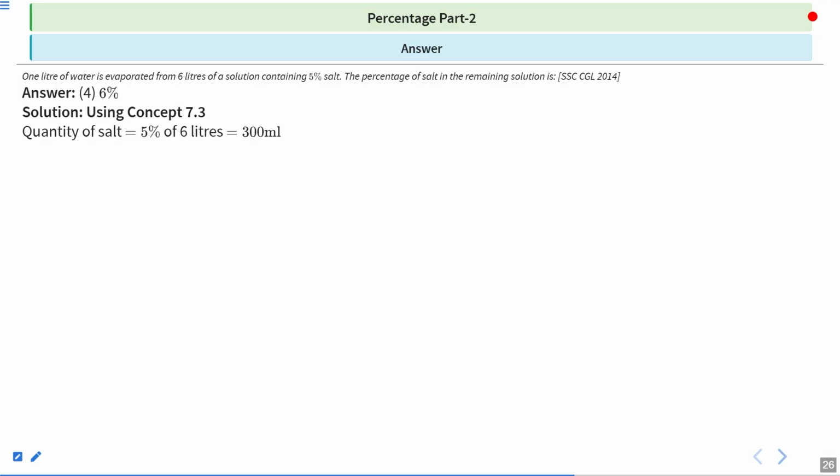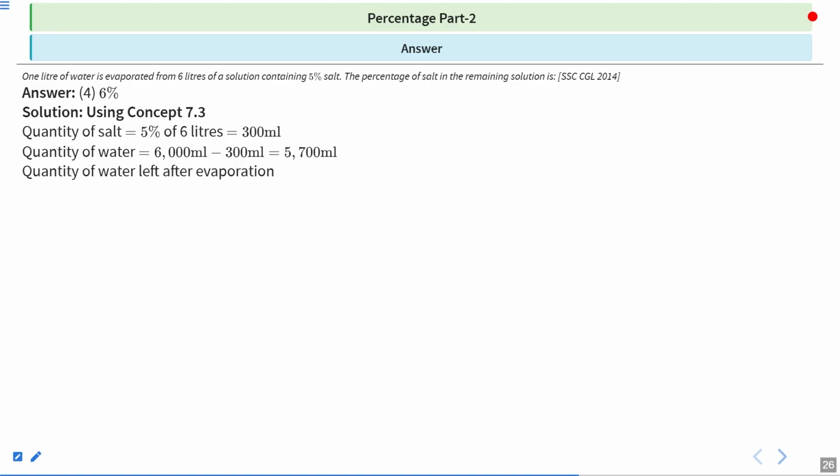The quantity of salt is equal to 5% of 6 liters, which becomes 300 ml. So the quantity of solution at the initial point was 6,000 ml. In this 6,000 ml, 300 ml is salt, so we can subtract it. So we got the quantity of water, which is 5,700 ml.